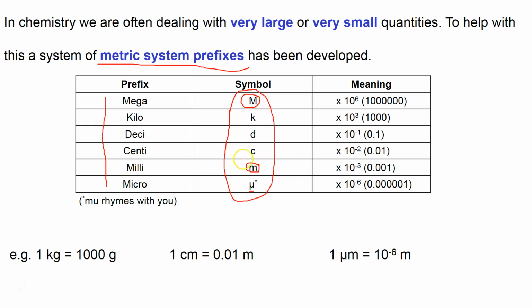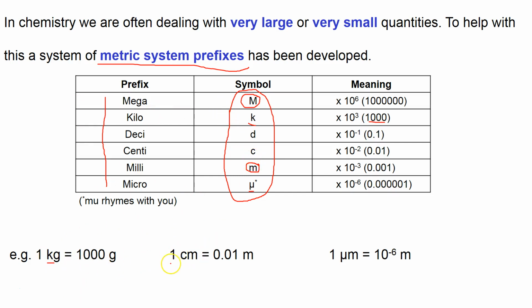If you get those two confused, you'll be out by a factor of a billion, and that's probably going to cause a problem. There are many more of these, but these are the 6 that I would like you to commit to memory, and you can find a table in the book with the others. So for example, for 1 kilogram, I can just replace the meaning of k with its power of 10, which is 1,000. So 1 kilogram is the same as writing 1,000 grams.